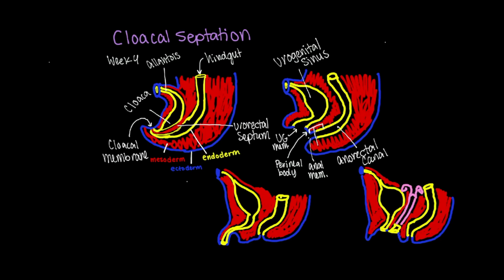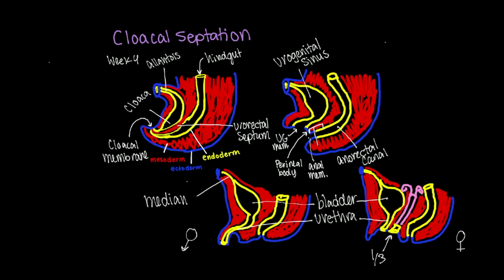The urogenital sinus is going to form the urinary bladder. Here's our urinary bladder. And the urethra. In males, the urethra is going to elongate, forming that penile urethra. You'll also notice that a portion of the endoderm is going to form the lower 1/3 of the vaginal canal. The allantois eventually obliterates, and then after birth, it forms the median umbilical ligament.